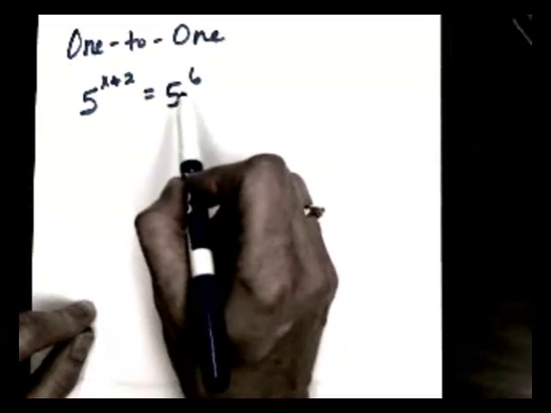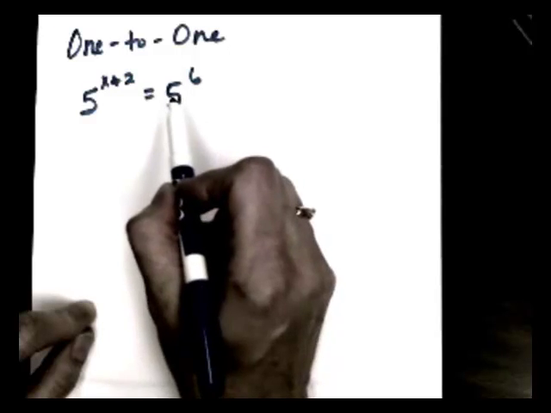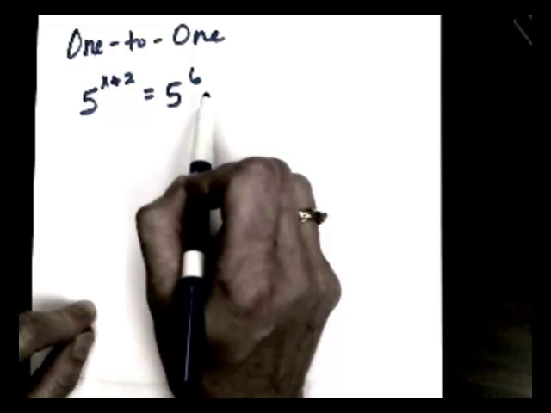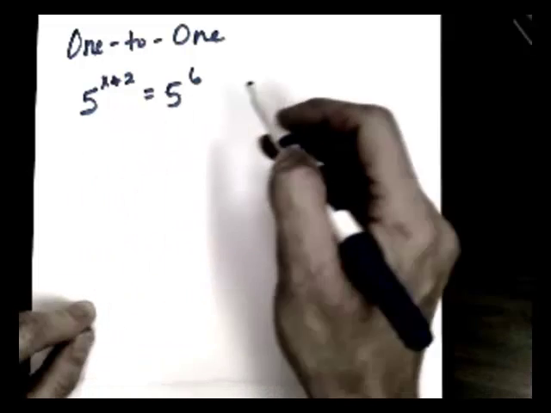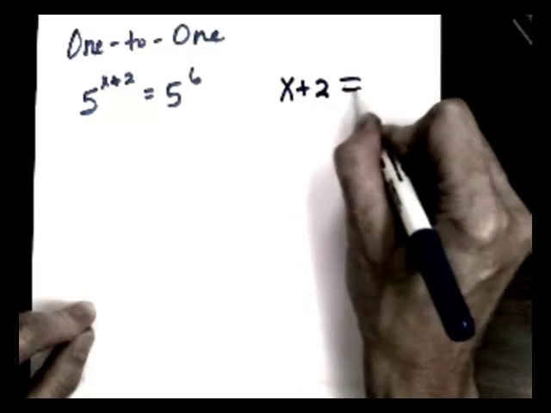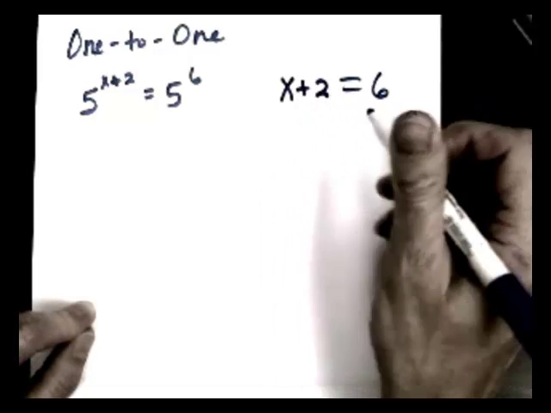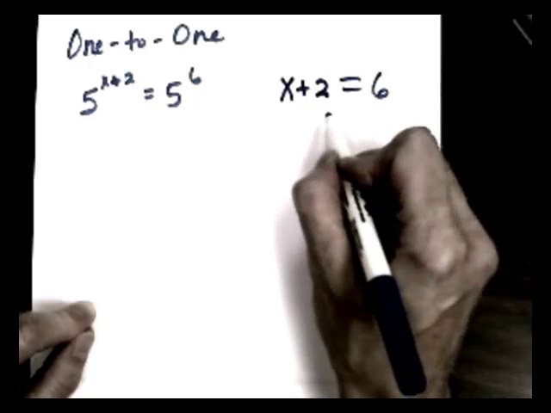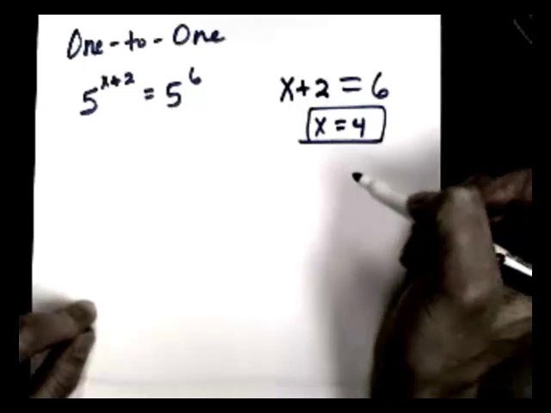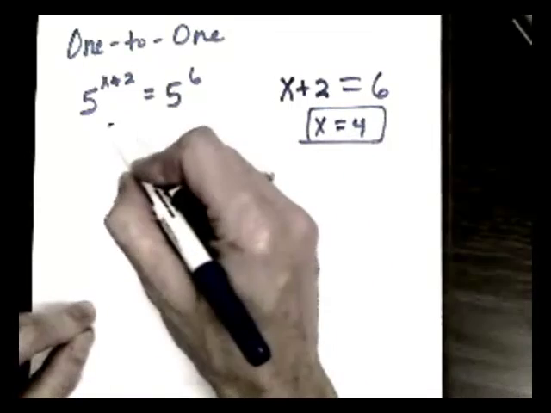Since the bases are already equal, the only way that this whole equation can be a true statement is if your exponents are equal. So since your bases are equal, that means your exponents, x plus 2, has to equal 6. To solve this linear equation, subtract 2, and you get x equals 4. That's the solution for this exponential equation.